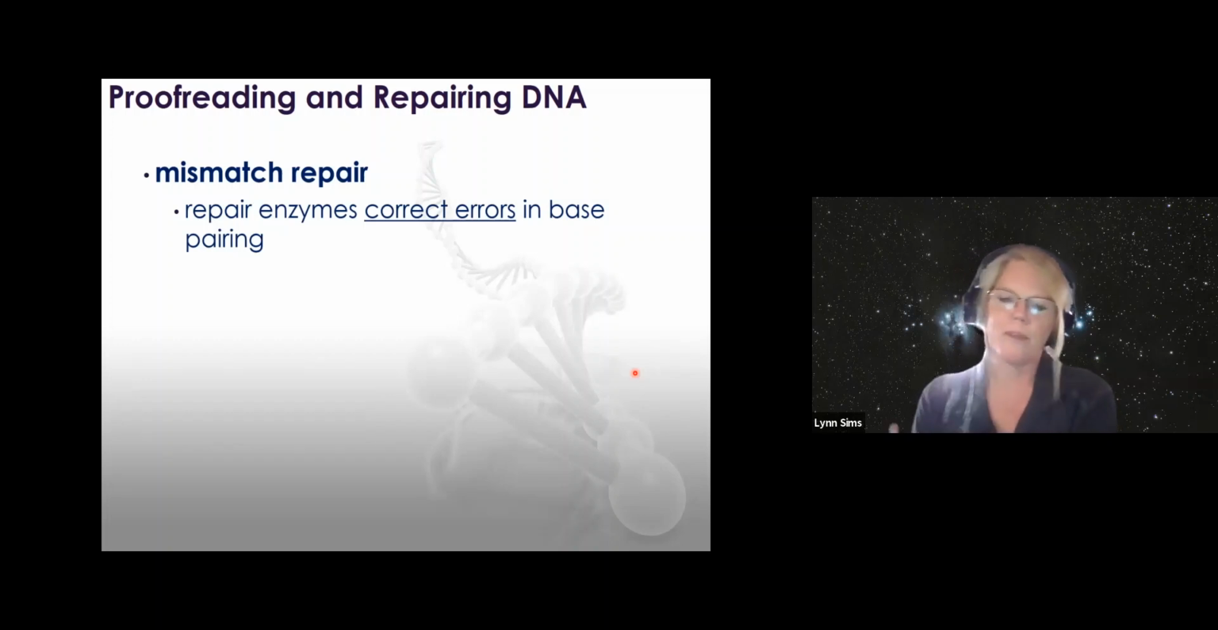And usually the mistakes in the base pairing can be recognized by there being a bulge in the overall DNA molecule where there shouldn't be a bulge. Okay, and it's due to mispairing. Let's say instead of matching a pyrimidine with a purine, a purine was matched with another purine. Okay, so that is one machinery.